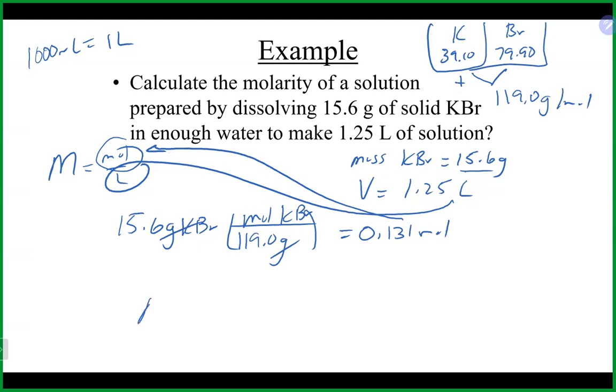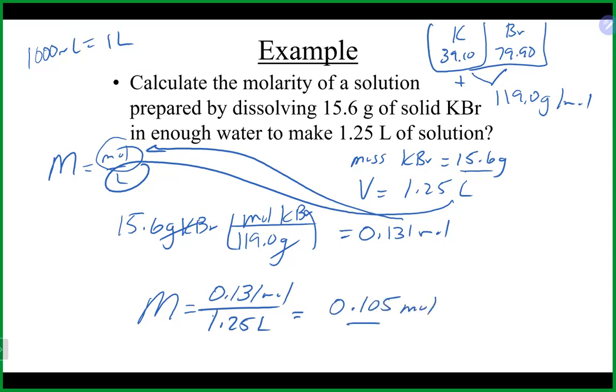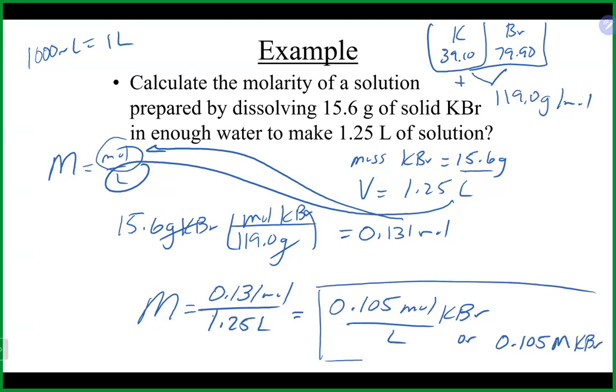So our molarity here will be 0.131 divided by 1.25 liters. Gonna get us 0.105. You could leave the units as moles per liter as they will not cancel. Or you could write 0.105 big M KBr in this particular case.